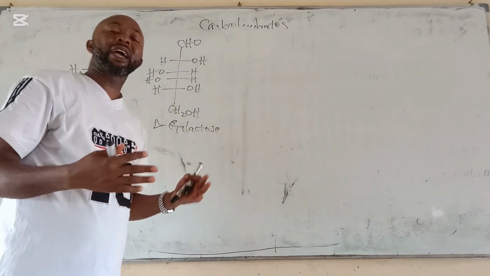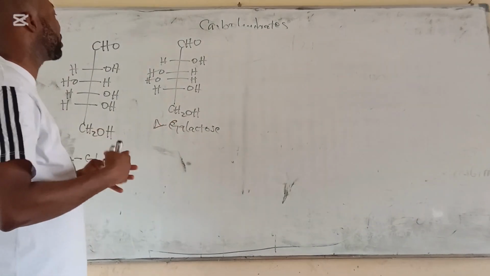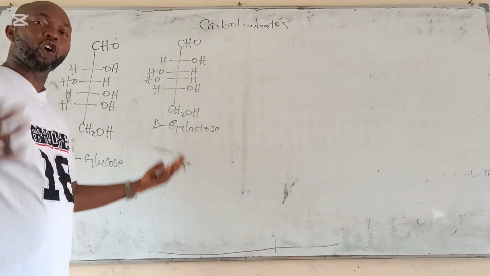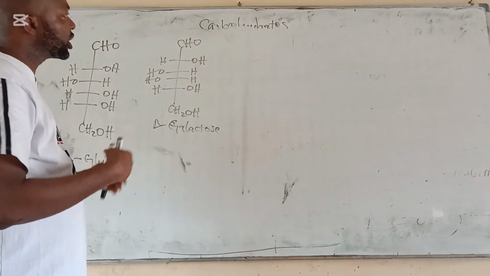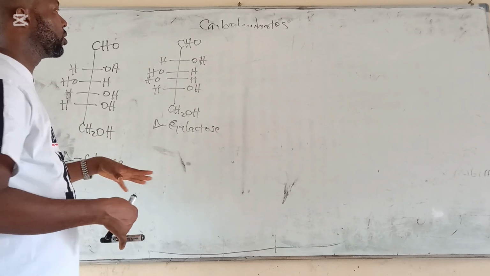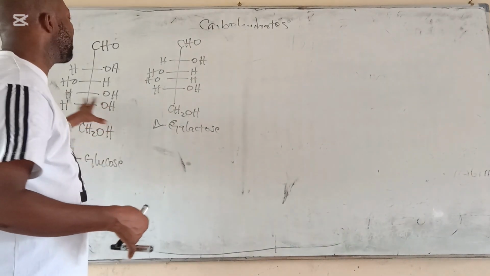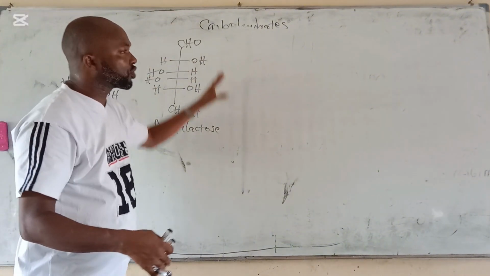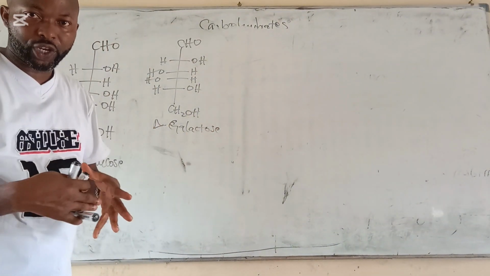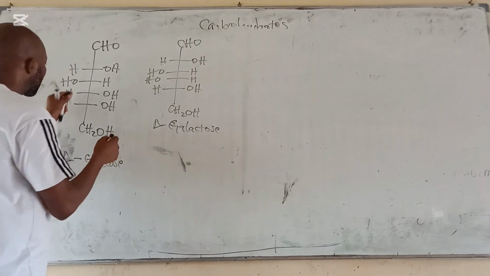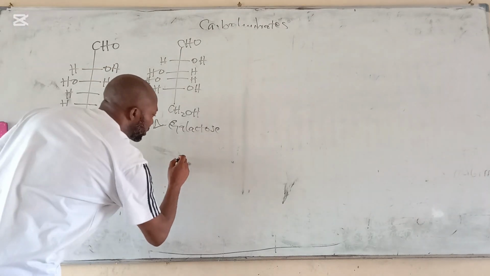Now, a disaccharide is the condensation reaction between two monosaccharides. The two of them condense. In the condensation reaction, there is an elimination of a water molecule in the process. So, for us to do that, we must first form the ring structure of this and the ring structure of this before we bond them together. Now, let me form the ring structure of this. The ring structure of glucose is this.